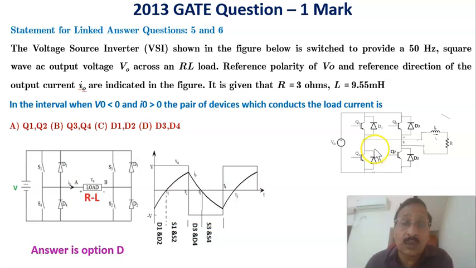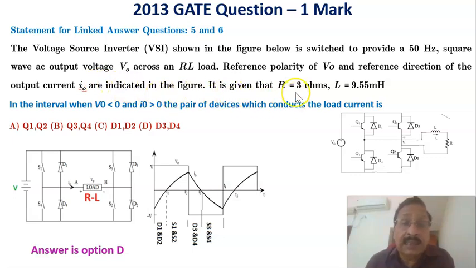Therefore, this is the same circuit giving a 50 Hz square wave output across the RL load. Therefore, the load is an RL load. Across this we are getting a square wave, the voltage of the voltage source inverter. The reference polarity of V0 and the direction of the output current are indicated in the figure. Here it is indicated that this is plus and this is minus. Similarly, this is the positive current, the positive direction of the current. And positive voltage means plus here and minus here. That is the polarity of the output voltage, and the currents are given in the figure.